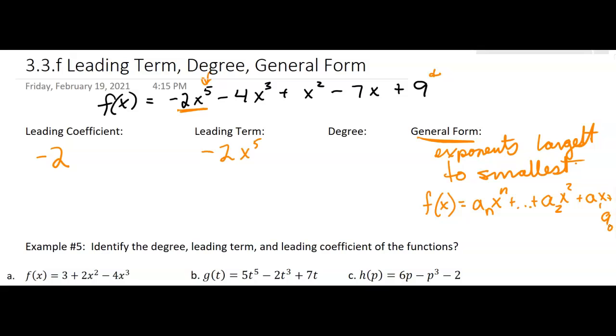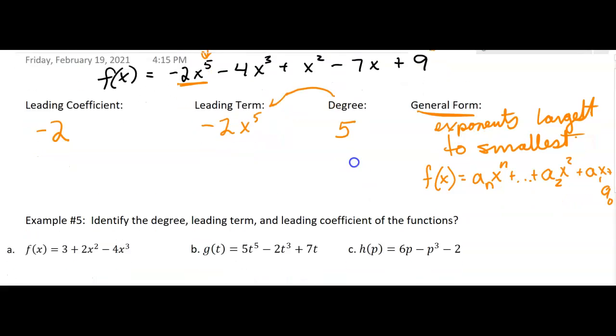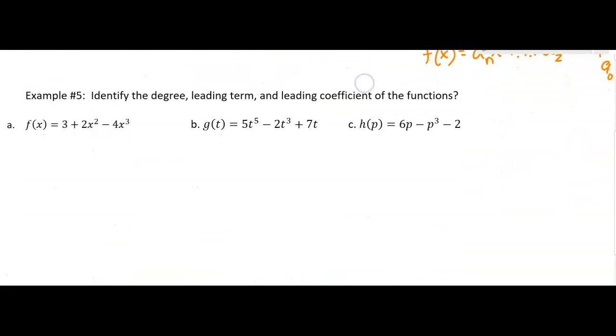The degree also comes from the leading term. When we talk about the degree, we're talking about the degree of the equation. And so in this case, it's going to be 5. So it's the exponent. That's the degree. Okay? All right. So some terminology. They want us to know, hey, what's the leading term? What's the leading coefficient? What's the degree?